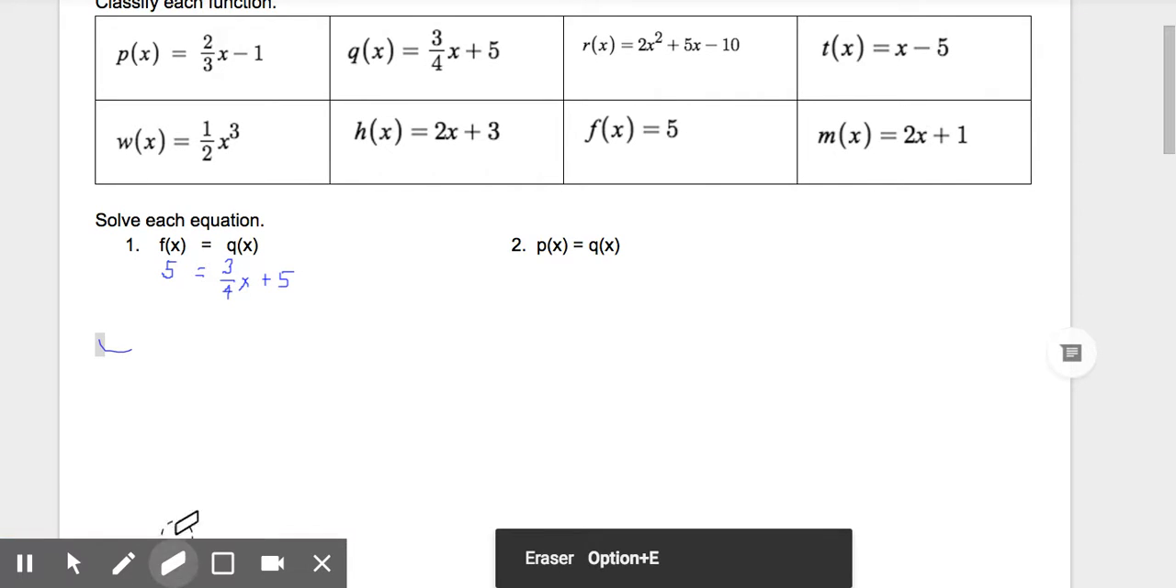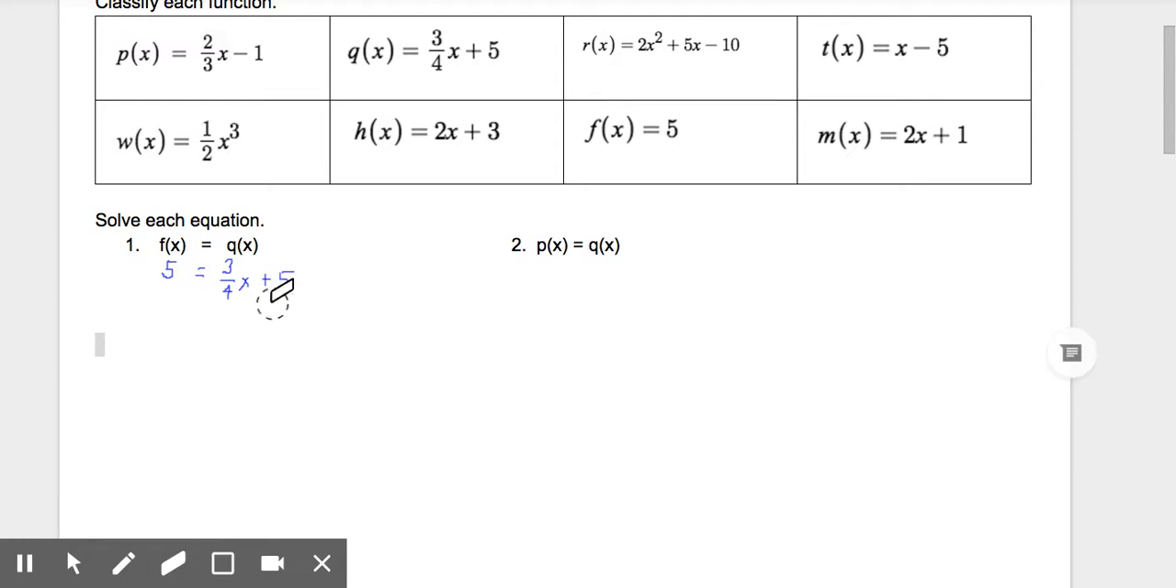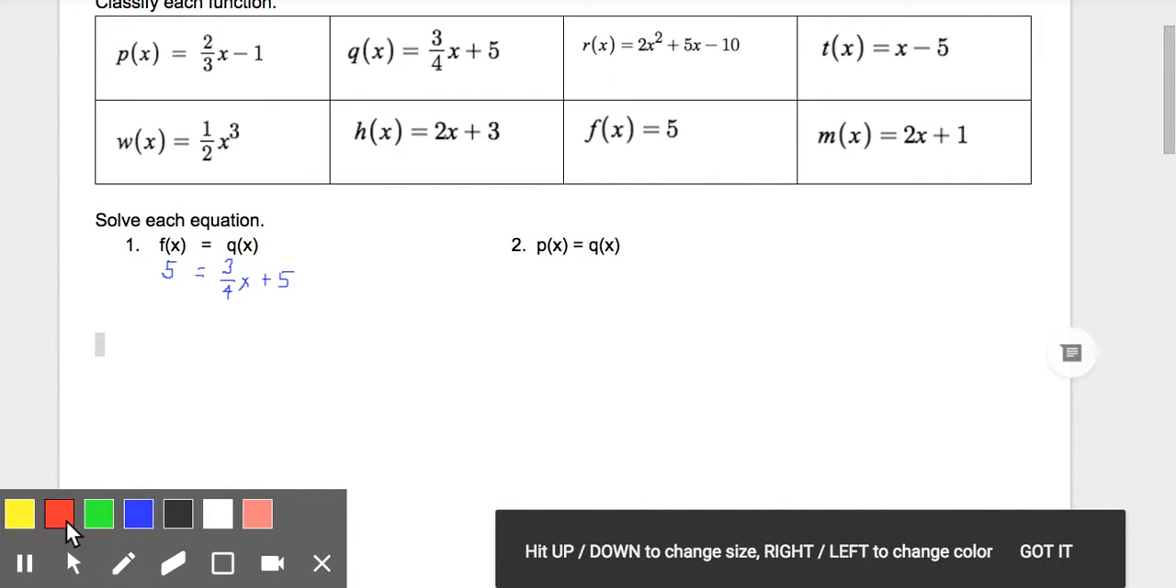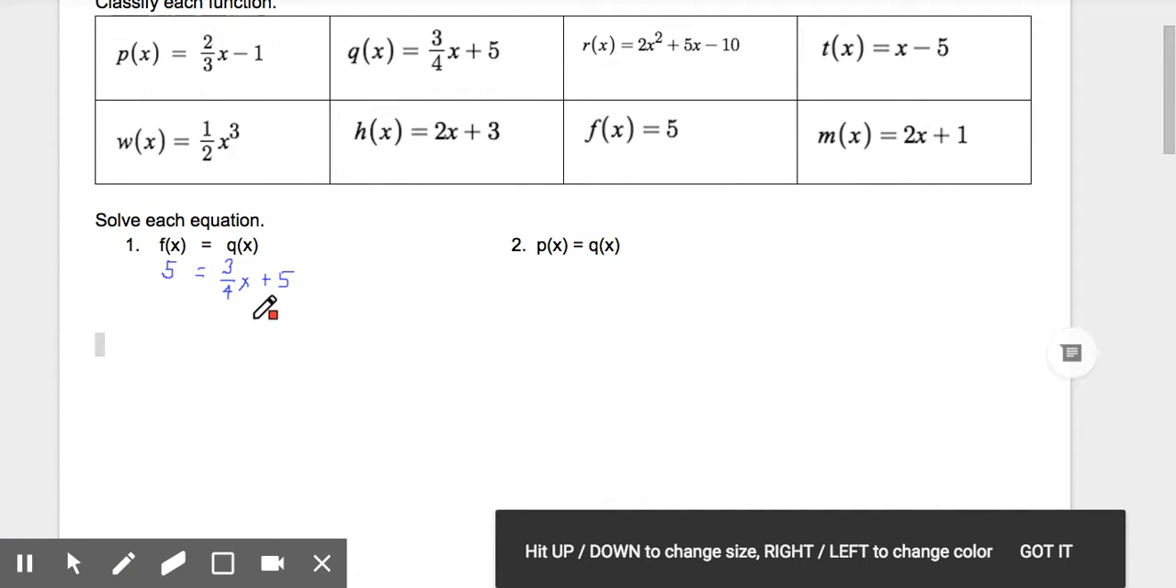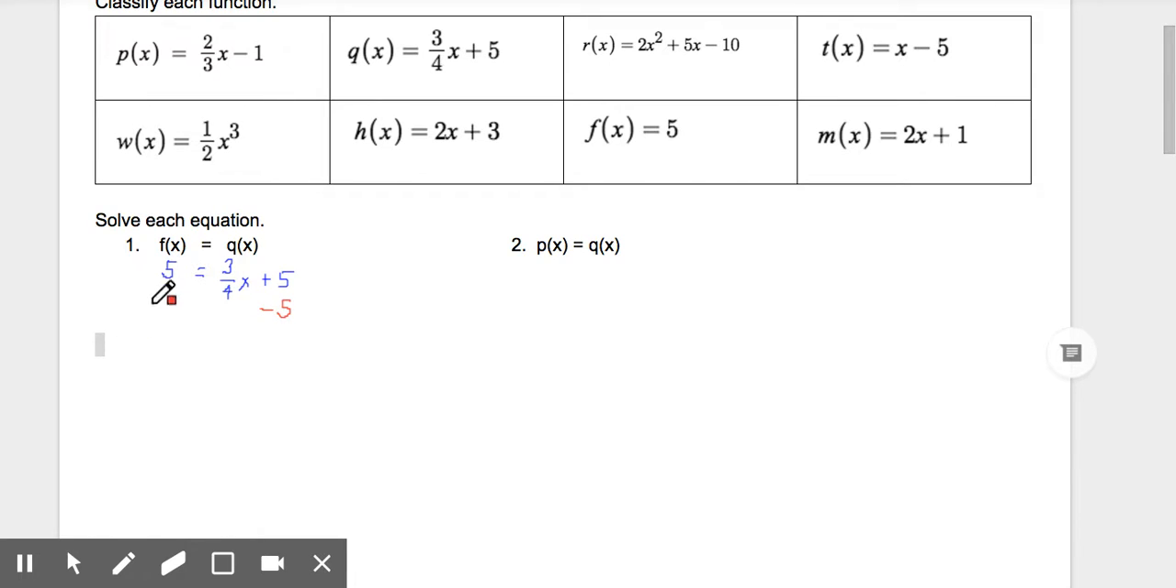So for example, to isolate the x, I need the plus 5 to disappear. So I need to undo the plus 5. So to undo the plus 5, we subtract 5. So subtract 5 from the right side, and whatever I do to the right, I have to do to the left as well to keep the balance. So I will subtract 5 from the left side.